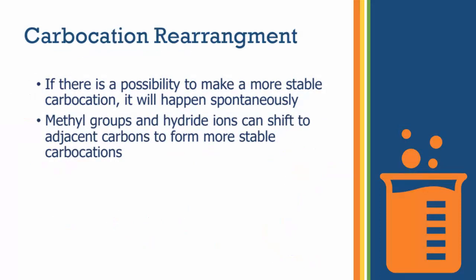Okay. So next thing we went over, carbocation rearrangement. This you'll have to look out for from now on. Pretty much anytime you make a carbocation, you'll have to check if it can rearrange. If there is a possibility it will rearrange, it will do that spontaneously. You can either rearrange methyl groups or hydride ions, and they'll shift to adjacent carbons to make more stable carbocations.